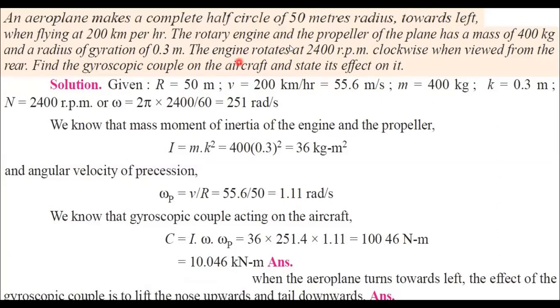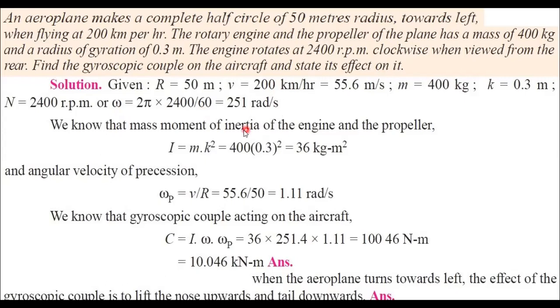The rotary engine and the propeller of the plane have a mass of 400 kg, so M is equal to 400 kg. Radius of gyration is 0.3, so K is equal to 0.3 meter. The engine rotates at 2400 rpm, so N is 2400 rpm. Convert into angular velocity, which is 2 pi N by 60, in radian per second. Find the gyroscopic couple on the aircraft and state its effect. In every gyroscope sum, you will be determining the gyroscopic couple and its effect.